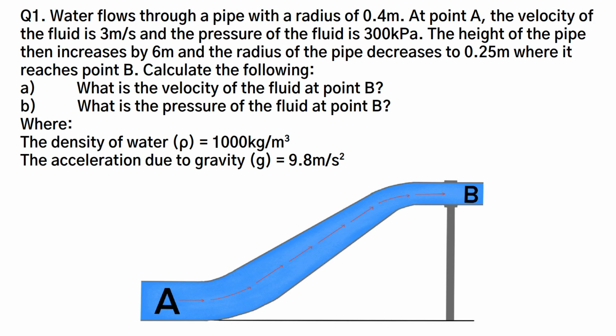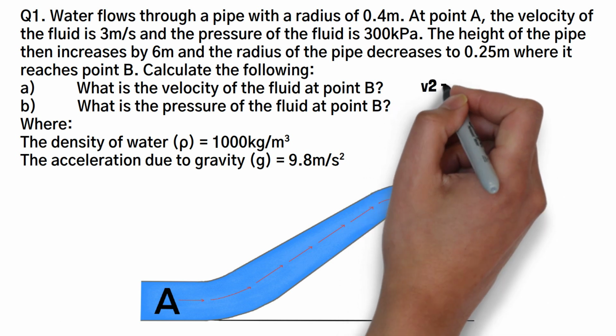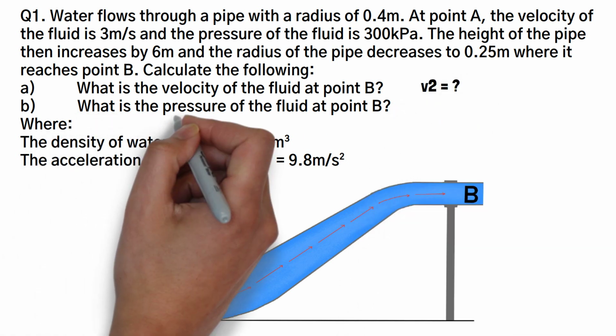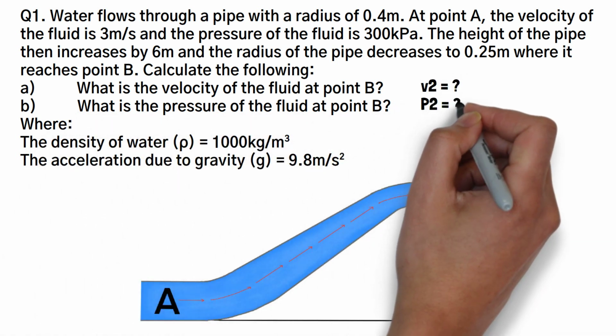The problem states that water flows through a pipe with a radius of 0.4 metres. At point A, the velocity of the fluid is 3 metres per second, and the pressure of the fluid is 300 kilopascals. The height of the pipe then increases by 6 metres, and the radius of the pipe decreases to 0.25 metres where it reaches point B. The question requires us to calculate the following. A. What is the velocity of the fluid at point B? And B. What is the pressure of the fluid at point B?